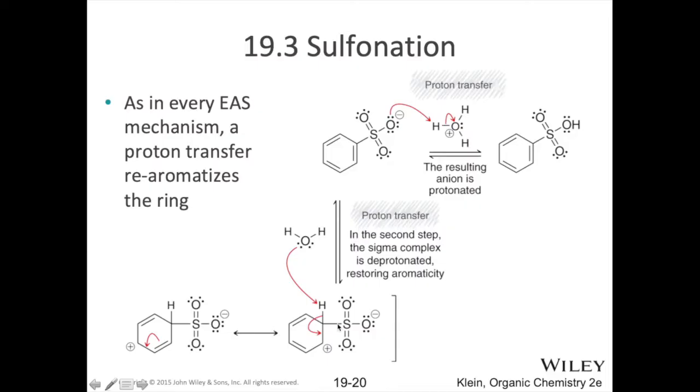And then as before, you can have some base come along, pluck off that proton, and restore aromaticity. Notice that the product you have here is your sulfonate group. So if you protonate that, then you get the corresponding sulfonic acid. Protonating it isn't a problem. Keep in mind, this is being done in the presence of sulfuric acid. You have a pretty acidic solution. This is going to be driven towards that protonated product.